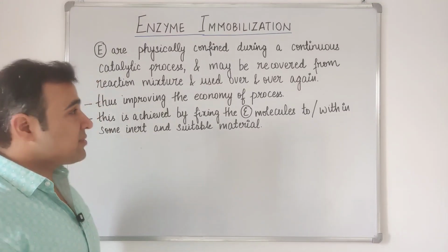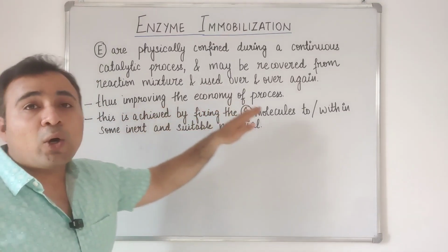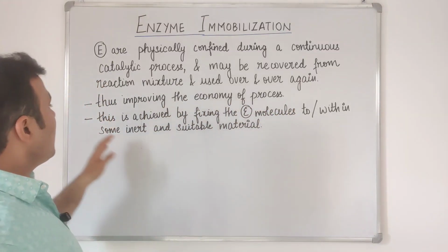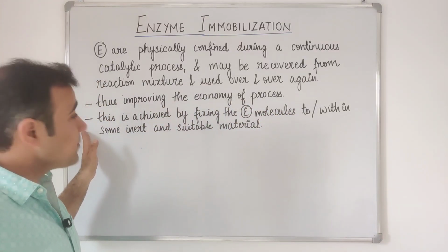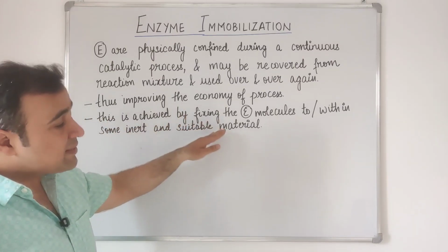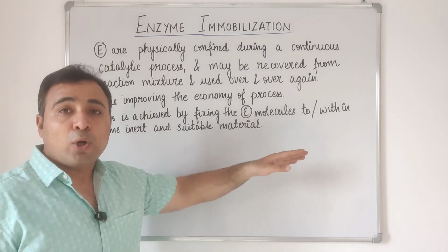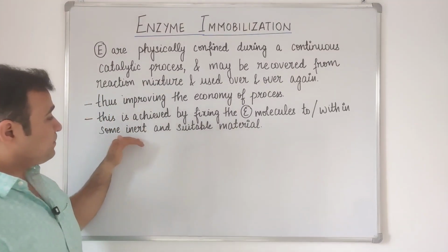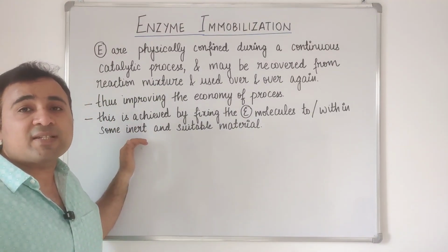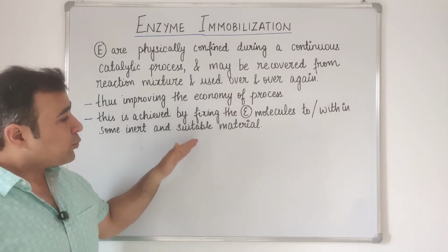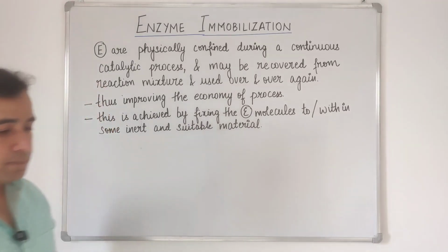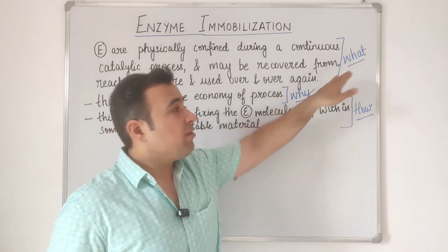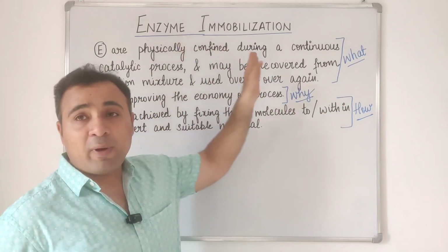Now, why do we do this? This is done to improve the economy of the process. And how do we do this? This is achieved by fixing the enzyme molecules to or within some inert, inert means a substance which does not react, and suitable material. So this is the what, why, and how of enzyme immobilization.